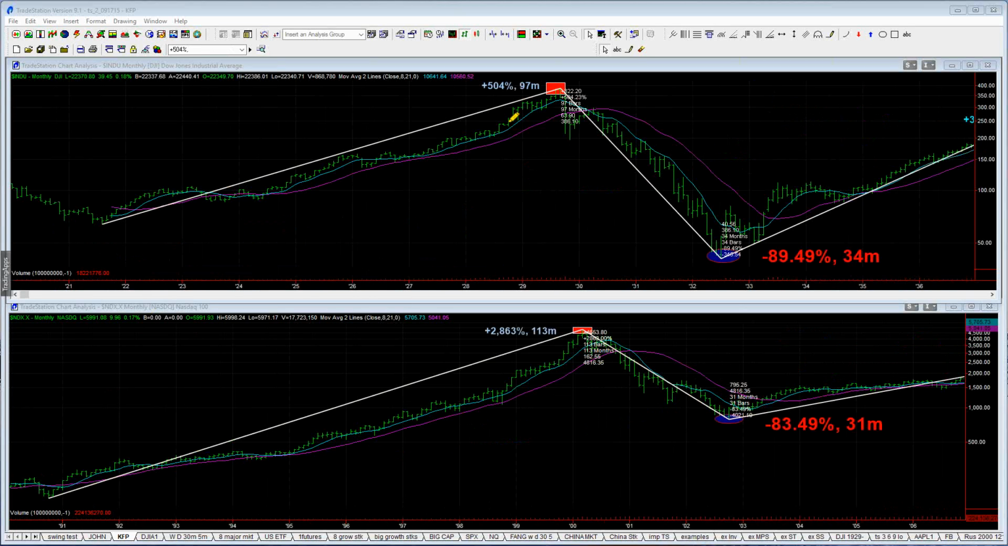The Dow corrected back much more than what one would have expected as a stopping point here. And the whole correction was down 89% in 34 months. Below it, we see the Nasdaq, which also had a tremendous correction, but at 83.5% in 31 months. Notice the similarities here between these two, in time and price.